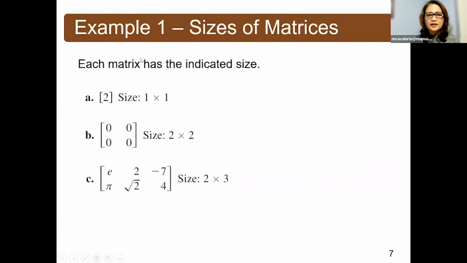For example, let us identify the size of the matrix. Each matrix has the indicated size. If you only have one entry, the matrix has a size of 1 by 1, letter B is 2 by 2, and letter C is a 2 by 3 matrix.